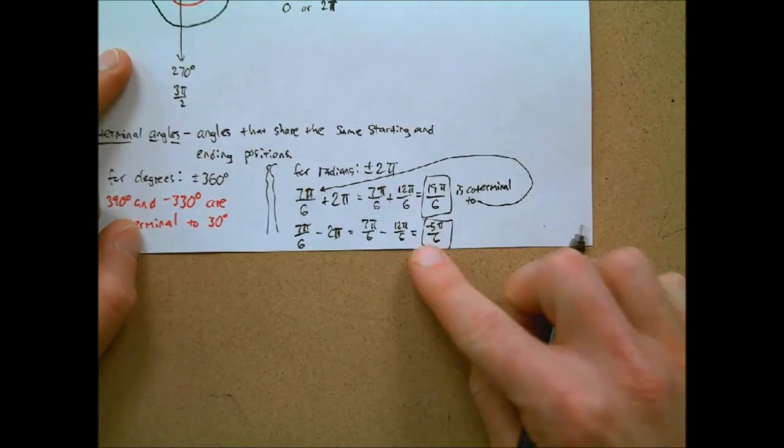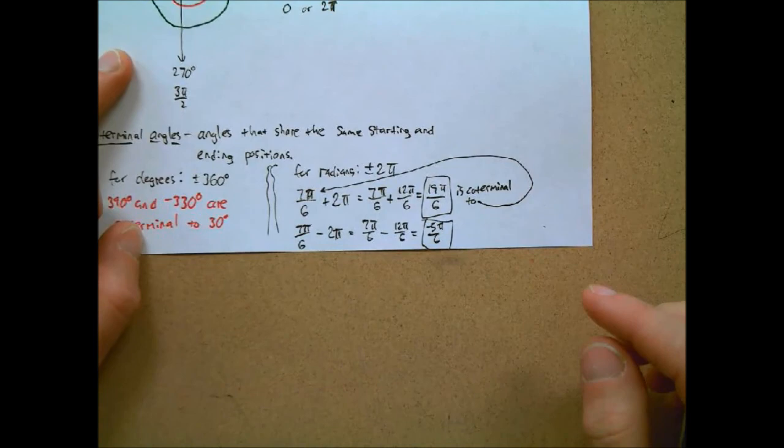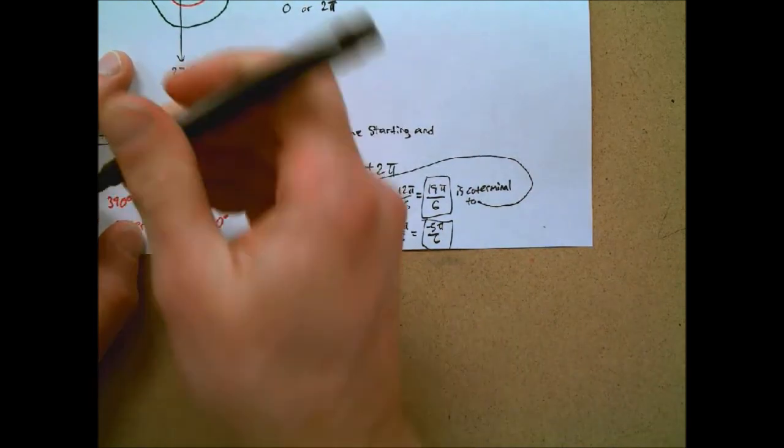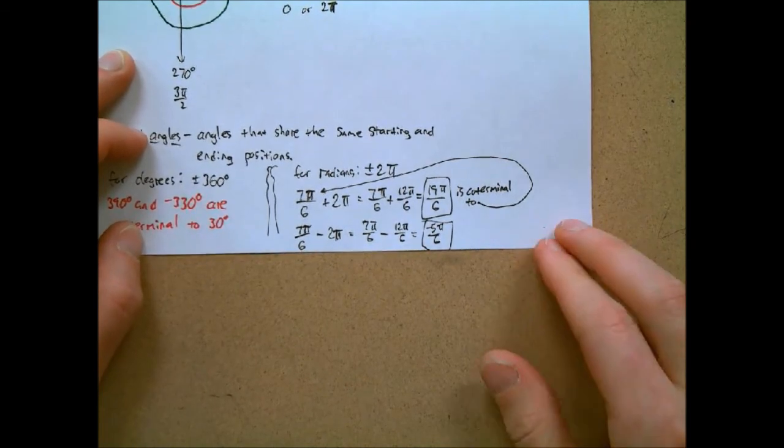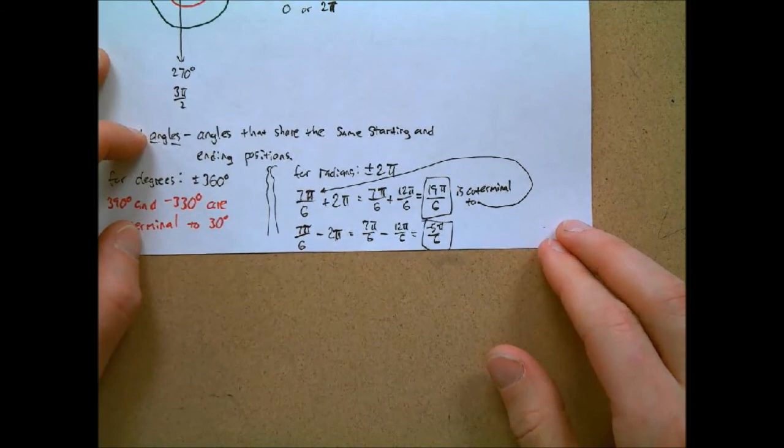Is this the only negative coterminal angle to 7 pi over 6? Is that the only one? No. How can I get more? What could we do? Yeah, keep subtracting 2 pi, right? You can get an infinite number of those coterminal angles if you wanted to. Or if you want to get more positive ones, keep adding 2 pi each time, okay? That's all you have to do, okay?